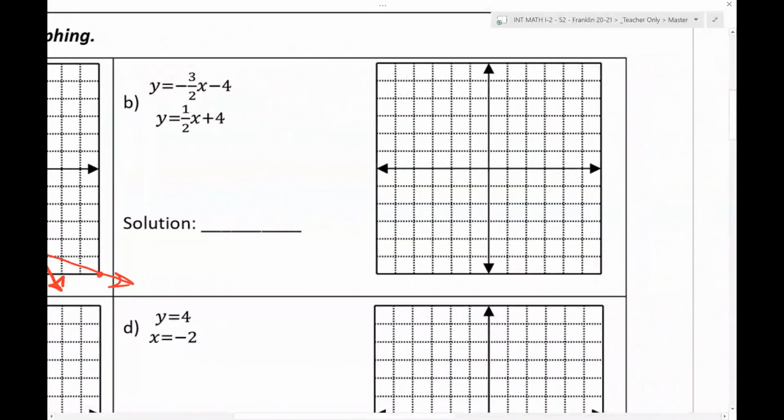Example B, y equals negative 3 over 2x minus 4, and y equals 1/2 x plus 4. So let's start with the first one. Down 4 on the y-axis. The slope is negative 3 over 2, so down 3, right 2. Kind of off the graph on this first one, so we can go backwards. Up 3, left 2. Do that a few times. So there's the first line.